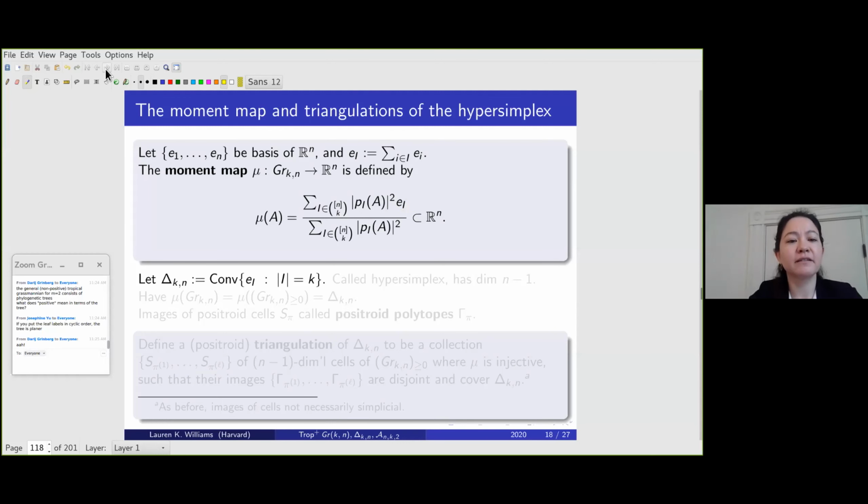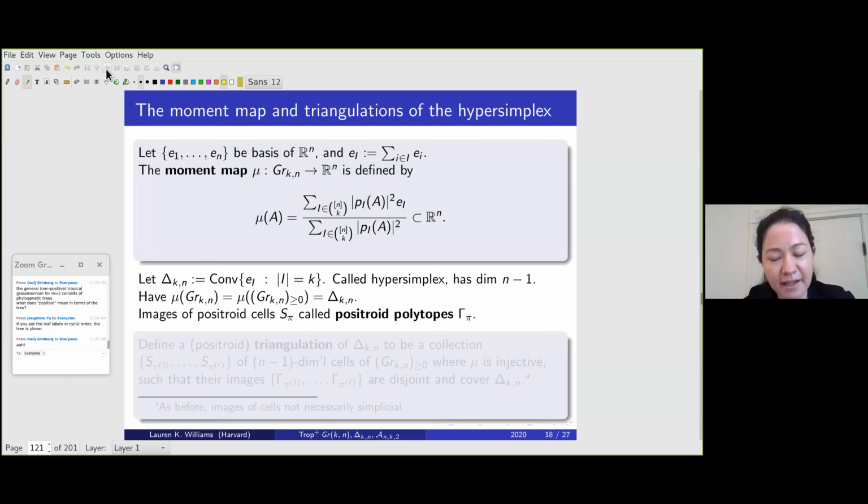Now we define delta k,n to be the convex hull of E sub I, where I ranges over all k-element subsets of 1 through n. This is called the hypersimplex, and this has dimension n-1. And the moment map image of the Grassmannian equals the moment map image of the non-negative Grassmannian and is the hypersimplex. And one can look at images of positroid cells and you get matroid polytopes, which are called positroid polytopes.